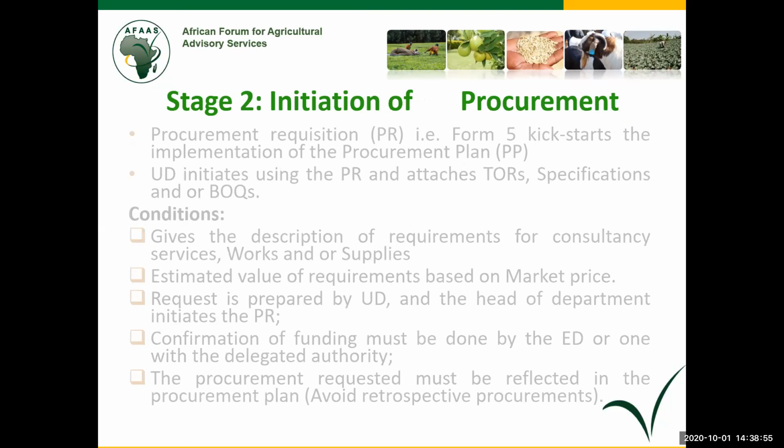Now in stage 2, which is initiation of procurement, the principal document that we have, which everybody is in the know, is the procurement requisition, which we call Form 5.